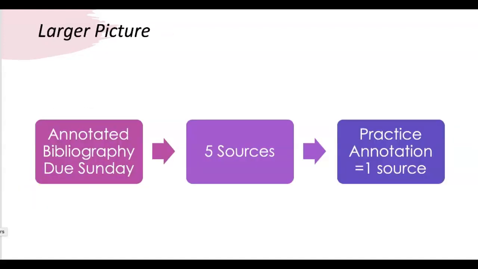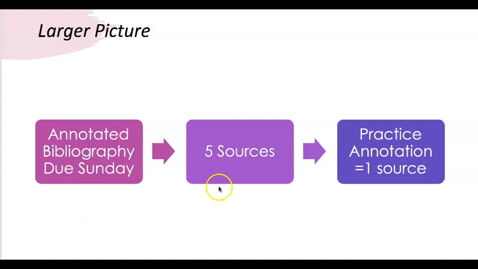For the larger picture, you have an annotated bibliography that is due Sunday. In that annotated bibliography, you should have 5 sources, one of which has to be peer reviewed and come from a scholarly journal. And 3 of those sources have to come from the library database. All of them can come from the library database, but at least 3 of them have to be from the library database, and one of them has to be peer reviewed.